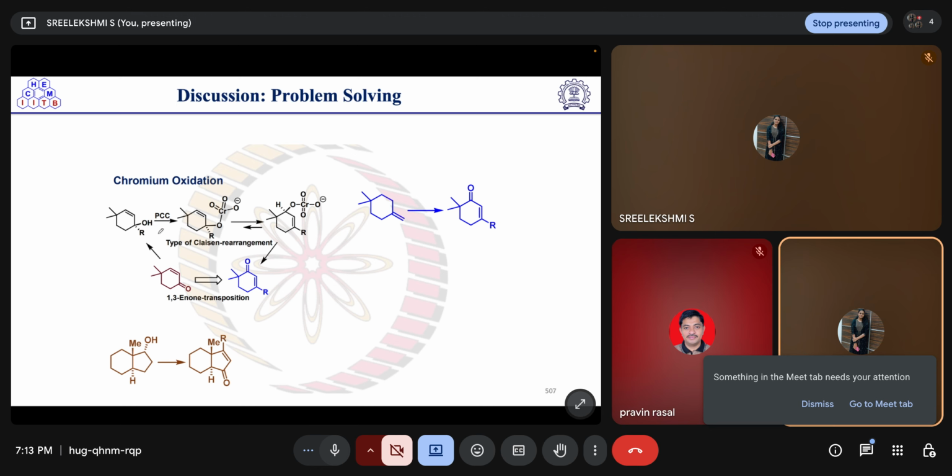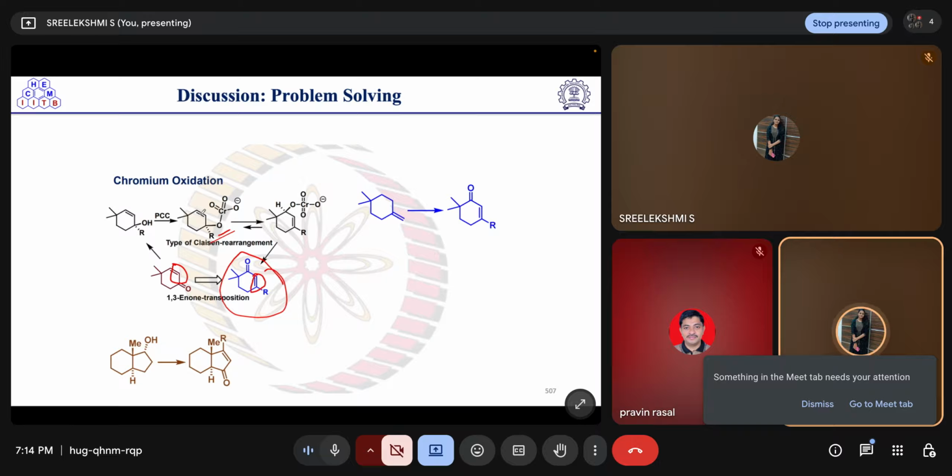From this particular compound, we can get this one. So if we see the position of this double bond, it is here, and here it is here. So it is a type of Claisen rearrangement. Firstly, PCC will form this particular intermediate. PCC is pyridinium chlorochromate. So that will form this one.